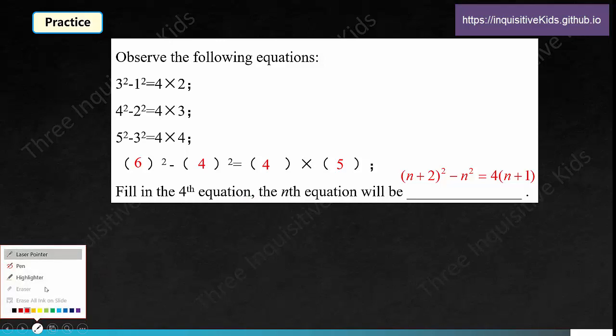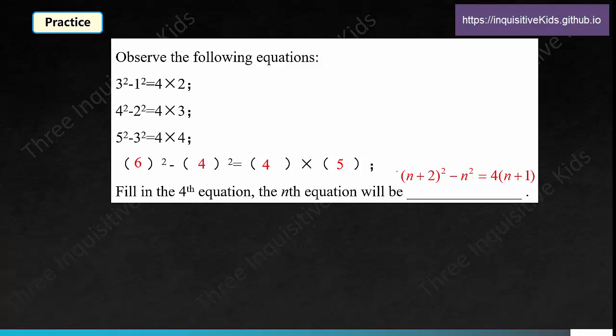The nth equation will be n plus 2 squared. Why is it n plus 2? Because this is the first equation, this is the second equation, and this is the third equation. So it would always be n plus 2, the whole thing squared, minus n squared, is equal to 4 times n plus 1. 2 is equal to 1 plus 1, 3 is equal to 2 plus 1, 4 is equal to 3 plus 1.